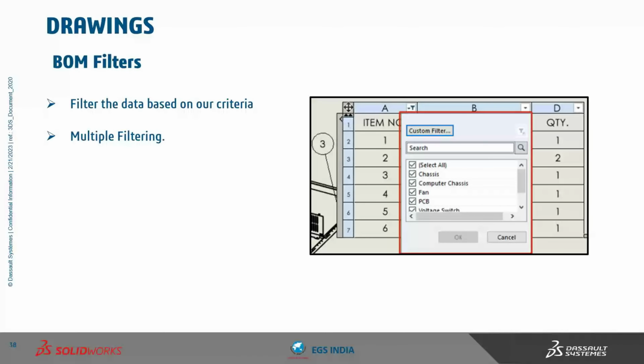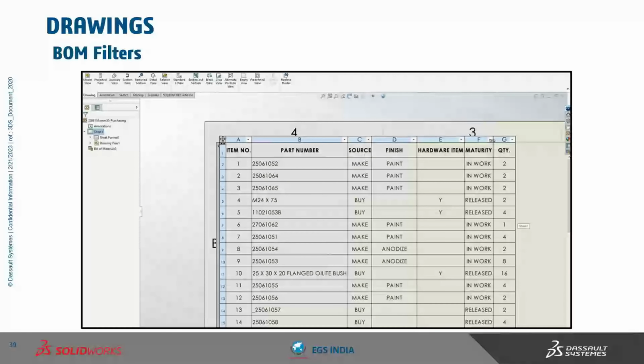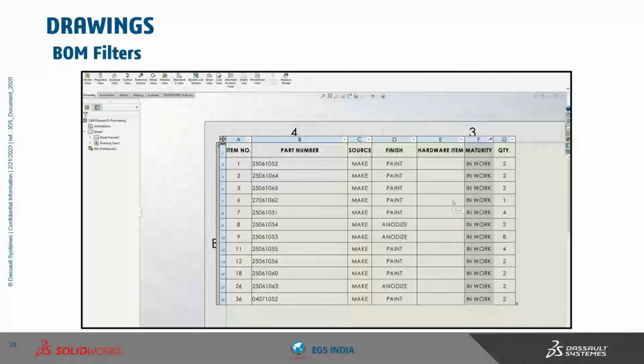BOM filter. This is the filtering in SolidWorks. Now we can filter the BOM. If you want in-work or released, you just click it. We can also filter multiple for creating another.